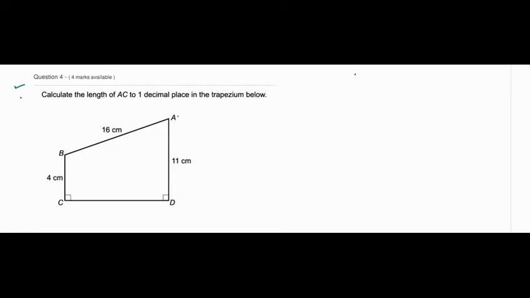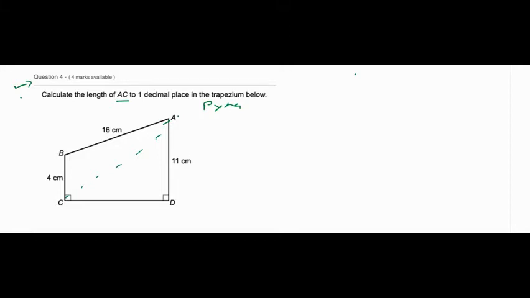Okay, so if we can start with question 4, it asks us to calculate the length of AC to one decimal place in the trapezium below. Now for AC, we actually have to draw in the line AC. If we draw in the line AC, we can see that the triangle ADC is a right-angled triangle, so we can use Pythagoras. And Pythagoras says that AC squared is equal to AD squared plus DC squared.